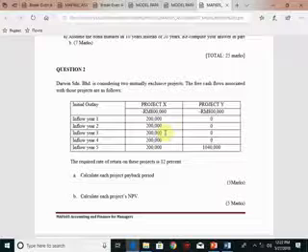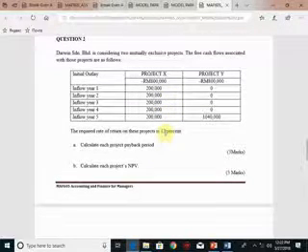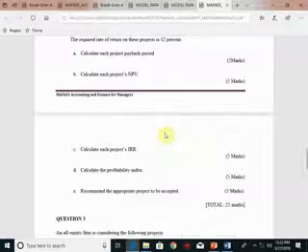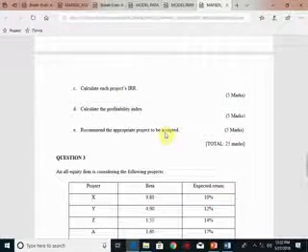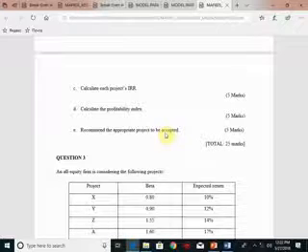First one, 5 marks: calculate for each project the payback period. Second, calculate the NPV. Third one, we still haven't done IRR. Fourth one, calculate the profitability index. Last one, they ask you to recommend the appropriate project to be accepted, based on the discussion that we have done.